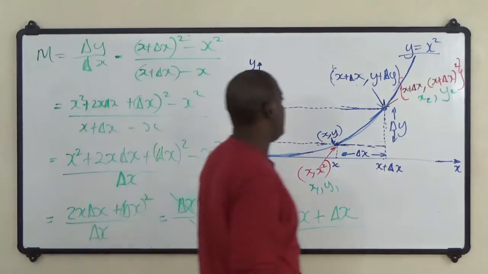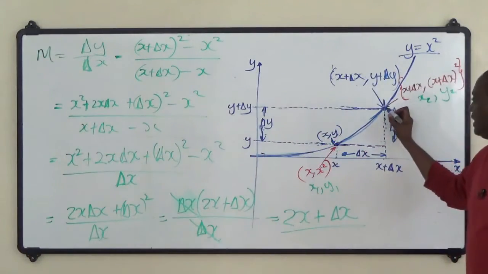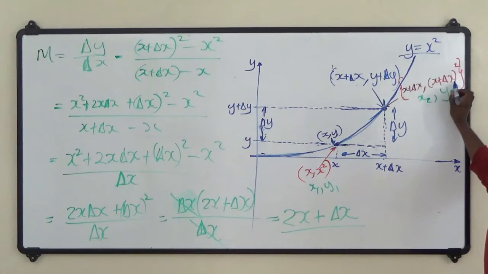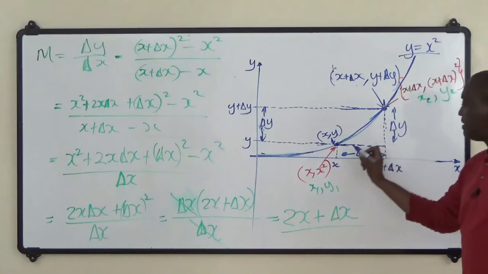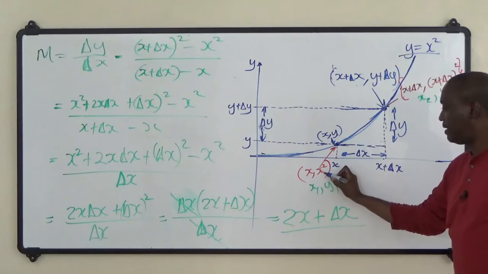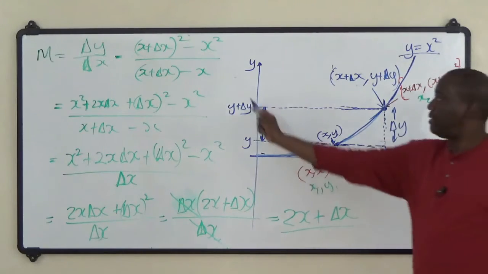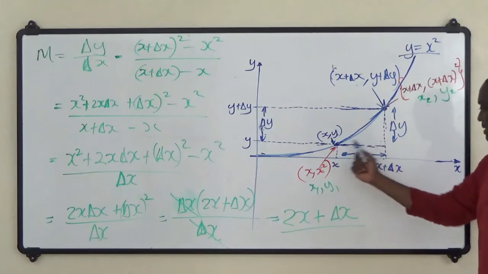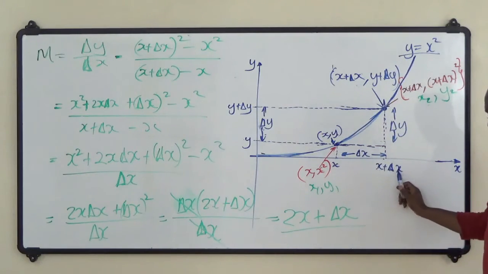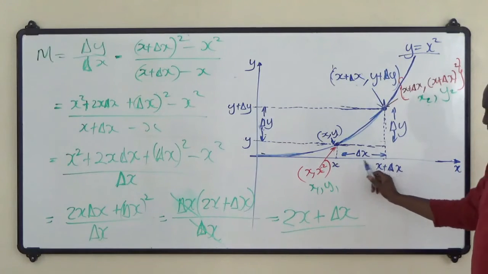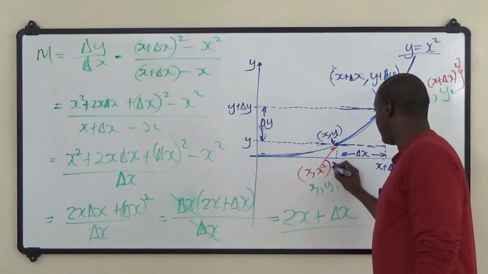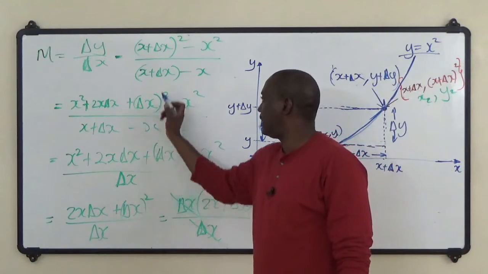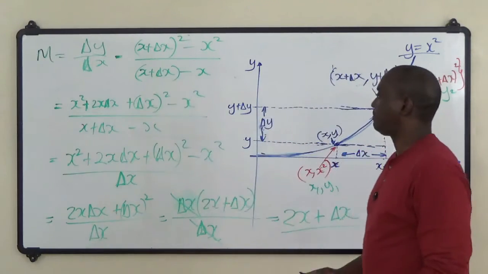Delta y would be this y coordinate, which we already established as x plus delta x squared, minus this y coordinate, which is x squared, y2 minus y1. Boom. The delta x would be x plus delta x, which is the x coordinate here, minus the x coordinate here, which is just x. We get here x plus delta x minus x.